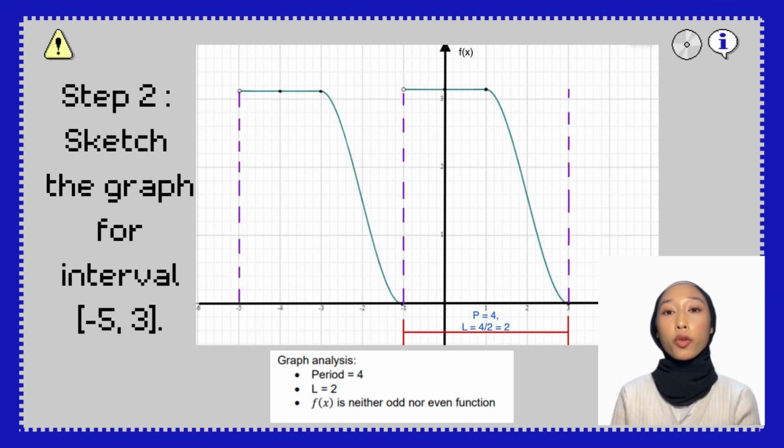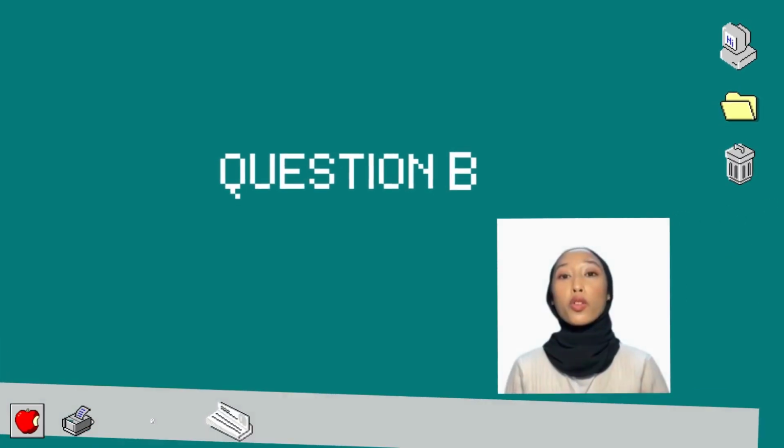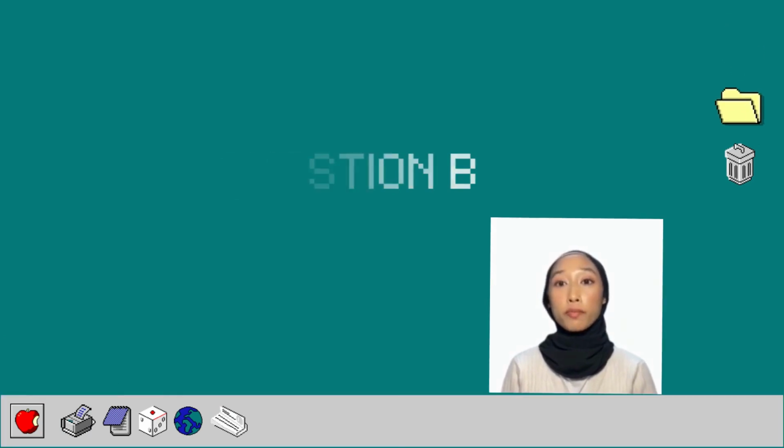Not to forget, the question asks for the interval -5 to 3, so we will have to sketch the graph for 4 periods. Thus, another graph will be sketched from -5 until -1 at the x-axis. As a result, our graph has a period of 4 and the L value is 2, and this function is neither an odd nor an even function. Next, we will also continue with the solution for question B.